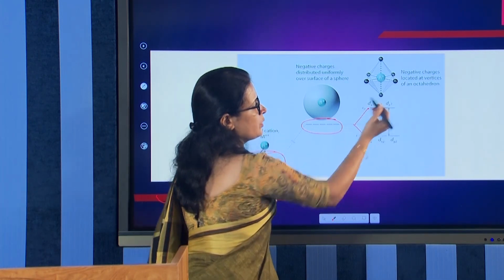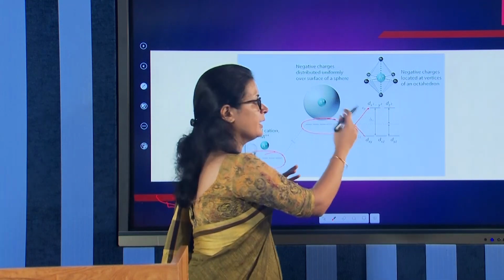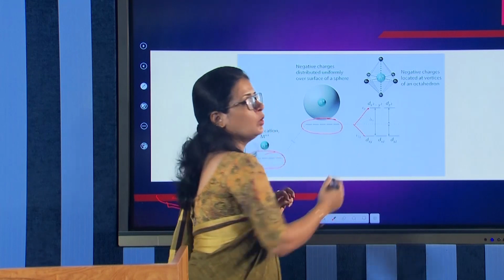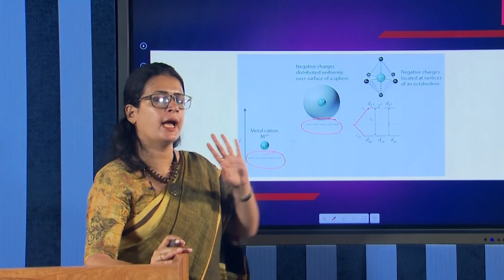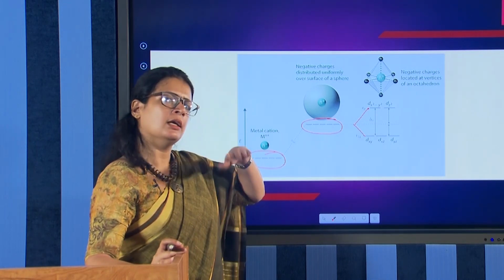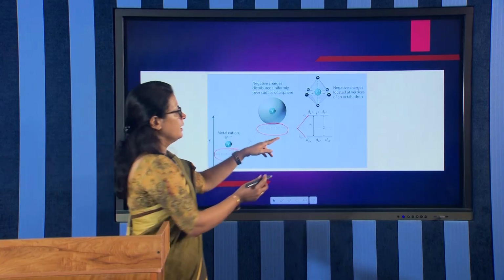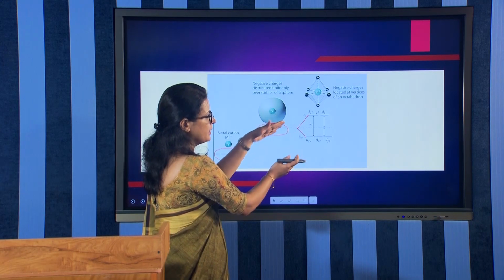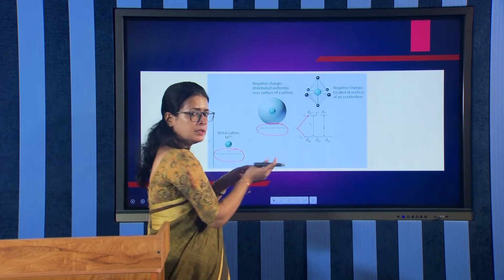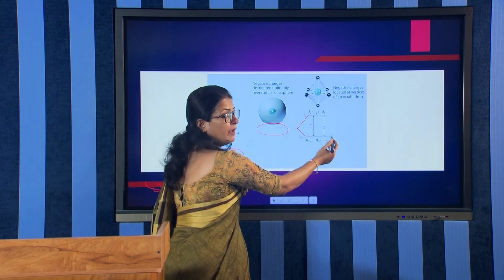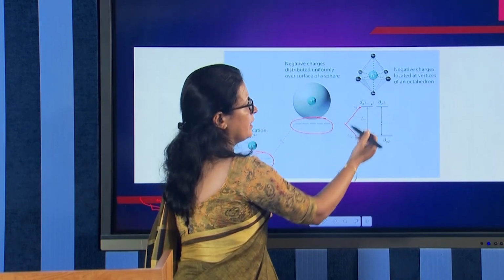This will be splitting like this. dx square minus y square and dz square have their lobes along the axis, so they have a higher energy, but these 3 have lower energy because their lobes are in between the axis. So, they will experience less repulsion. This is the splitting of d orbitals: dxy, dxz, dyz orbitals will have the lower energy, and these 2 will have the higher energy.